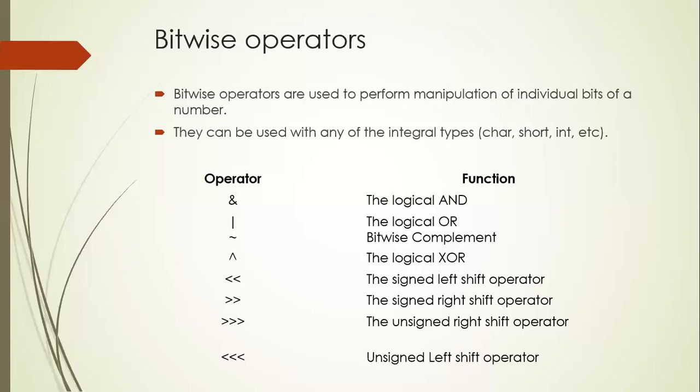However, the unsigned right shift operator is a special operator which is only available in Java. In this operator, the leftmost bit we always fill with 0, whether it is a positive number or a negative number. That is the case with the unsigned right shift operator. Is there an unsigned left shift operator, like the unsigned right shift operator? No. Though I have written unsigned left shift operator here, this operator is not available.